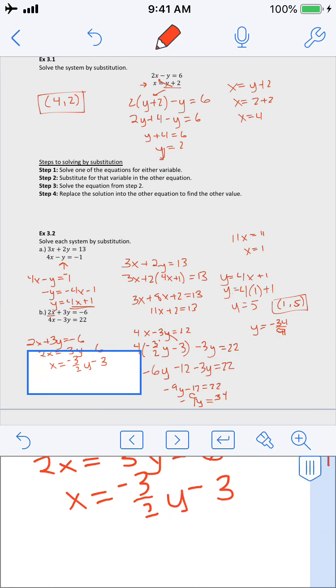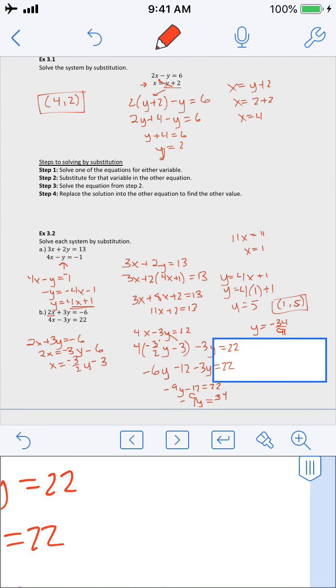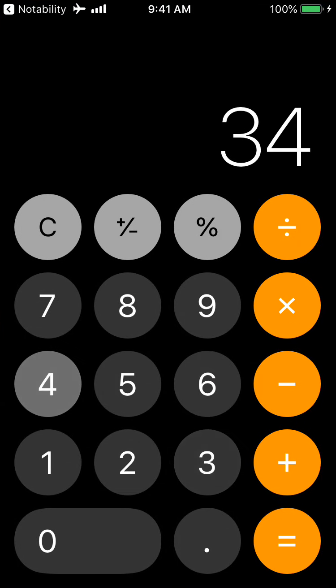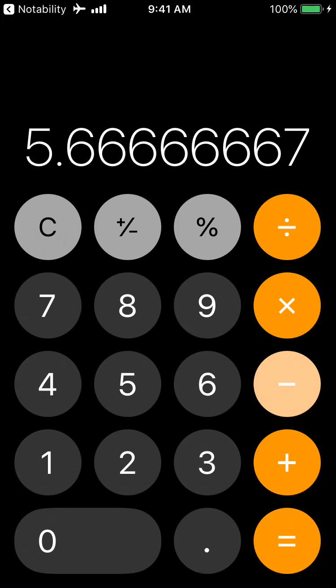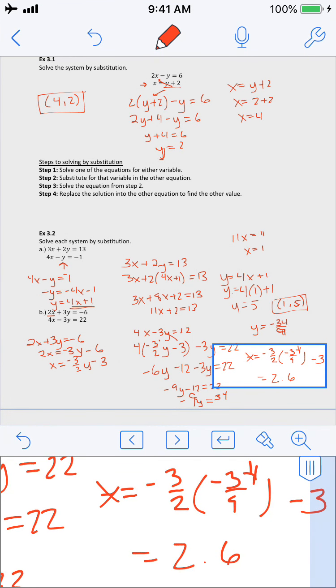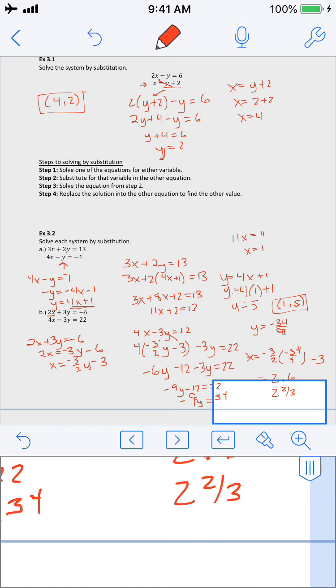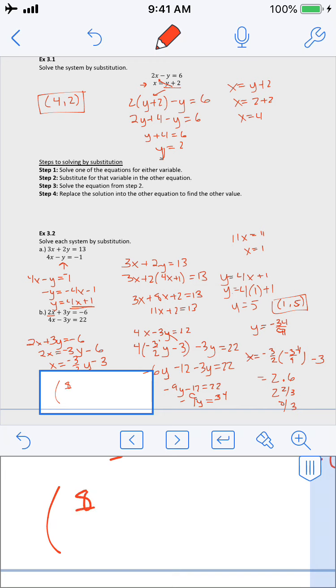Plug that back in. I think I'm going to plug it into this one because yuck. And x equals negative 3 halves, 34 over 9, minus 3 is going to be 34 times 3 divided by 18 minus 3. 2.6-ish. 2.6 as a decimal would be 2 2/3 or 11/3. Six, 7, 8. Nope, just kidding. 8/3. 8/3. Okay, so our final answer: 8/3, comma negative 34 over 9. Not pretty, but a solution.